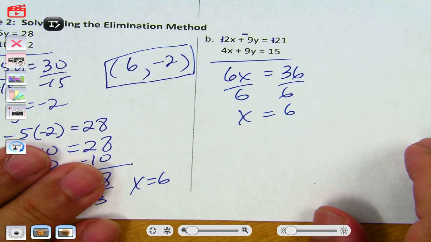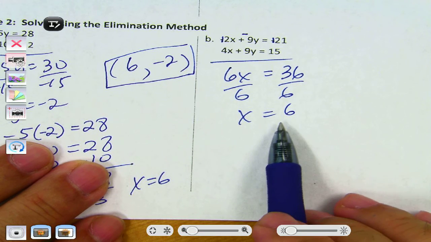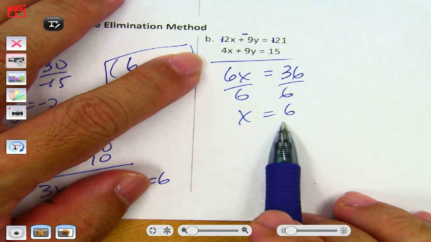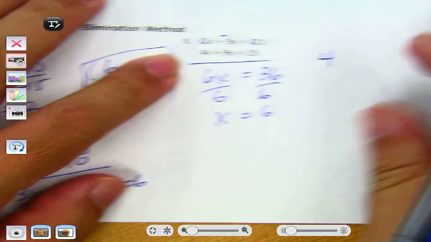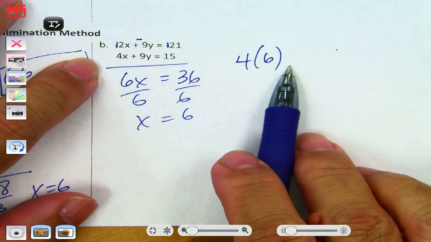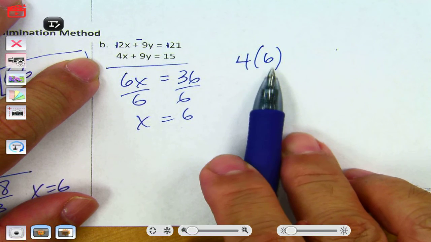Now, am I done? No. What do I do? Plug in for y. Pick one for me to plug it in. The bottom one. So I'm going to do 4 parentheses 6. And I always use parentheses when I substitute because if there's a negative sign, people screw it up when they don't use parentheses, okay?